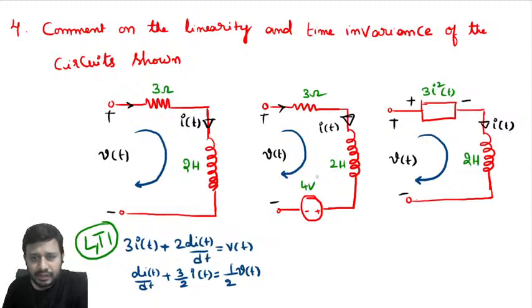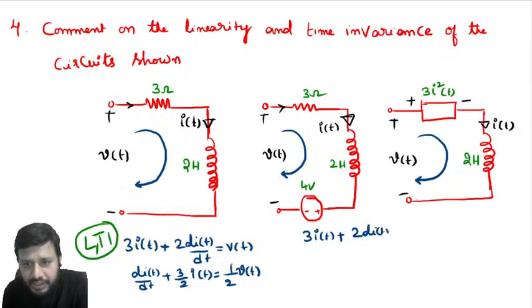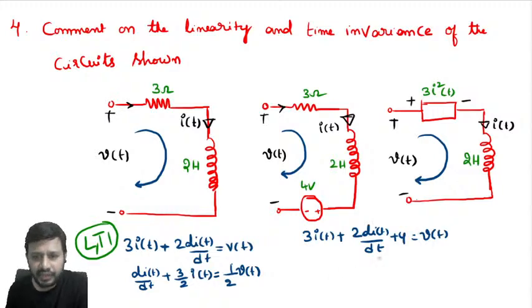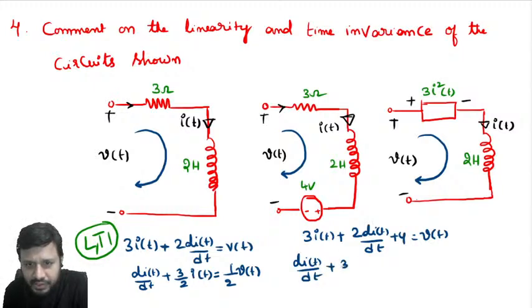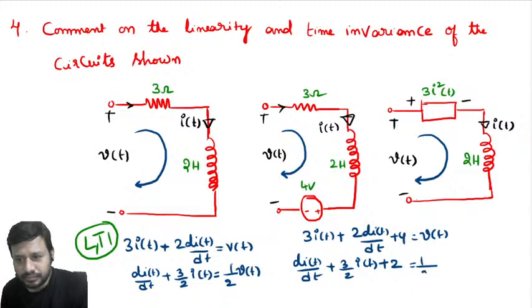Second one, write the KVL. What happens? 3i of t plus 2 di of t by dt plus 4 is equal to v of t. Or I can write this as di of t by dt plus 3 by 2 i of t plus 2 is equal to 1 by 2 v of t.